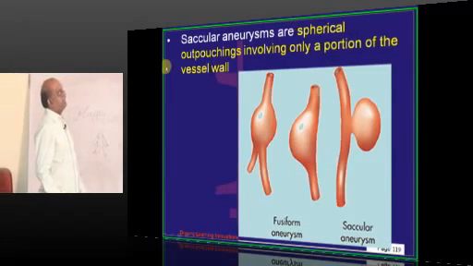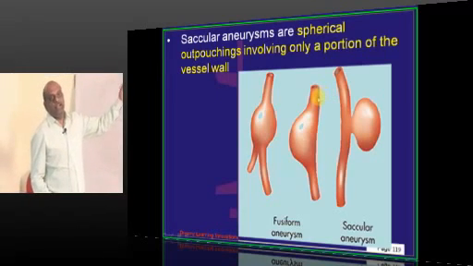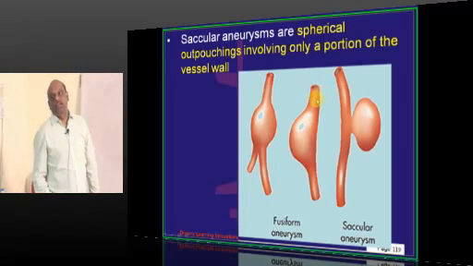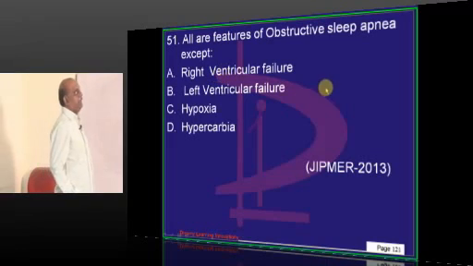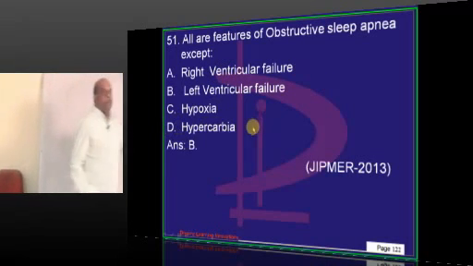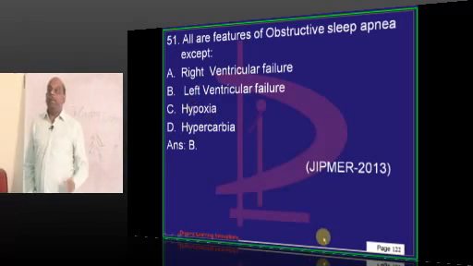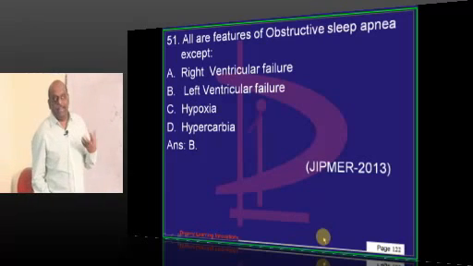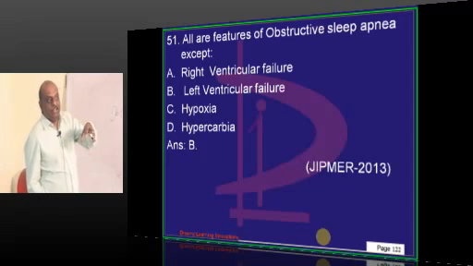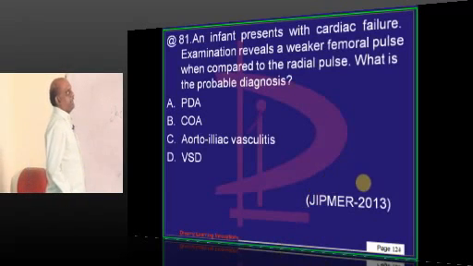Saccular aneurysms are those which involve only a portion of the vessel wall. Obstructive sleep apnea: alveolar hypoxia will be there, pulmonary hypertension will be there, that will put pressure. किसके ऊपर वजन गिरेगा? Right ventricle के ऊपर, और right ventricular failure होगा, left नहीं होगा. That's what you need to understand.